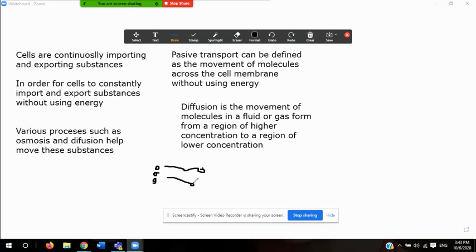So, real quick to summarize what we've done so far, we know that cells are constantly importing and exporting substances, and that in order for cells to do so without using energy, various processes such as osmosis and diffusion help move these substances. We define passive transport as the movement of molecules across the cell membrane without using energy, and diffusion as the movement of molecules in a fluid or gas form from a region of higher concentration to a region of lower concentration.